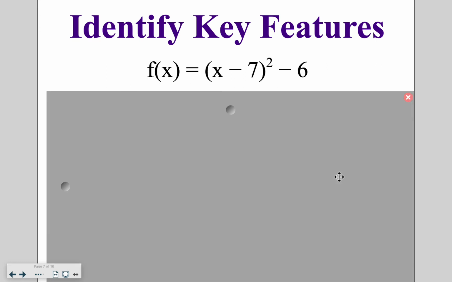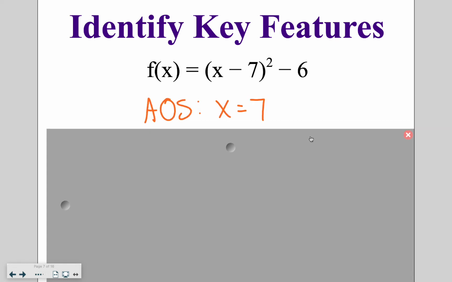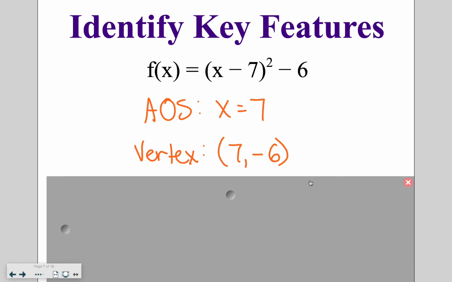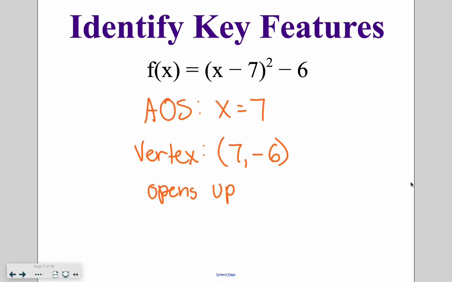Go ahead and try this one on your own. First, finding the axis of symmetry. So your axis of symmetry is x equals 7. Now go ahead and find your vertex. Your vertex for this one is going to be at a positive 7 and a negative 6 as your xy coordinate. Now go ahead and determine if the function opens up or opens down. In this case, our function is opening up because there is no negative sign in the front of the problem.